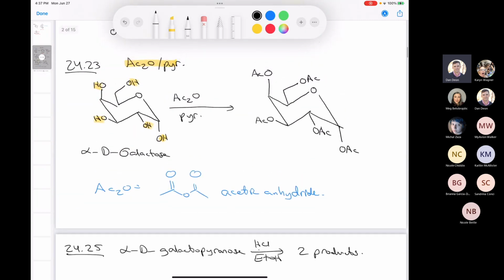So if we go back here, this is alpha-D-galactose. You could call this alpha-D-galactopyranose as well, because this is the six-membered ring, okay? So you could draw it like that. You could draw it as a Haworth projection.